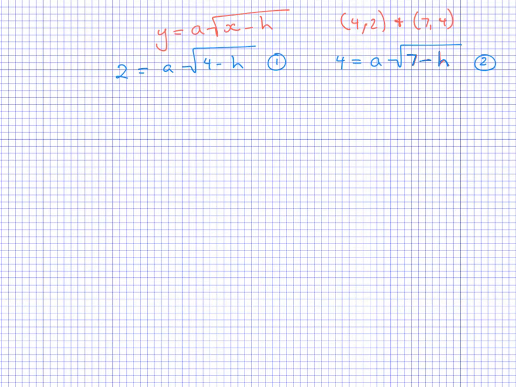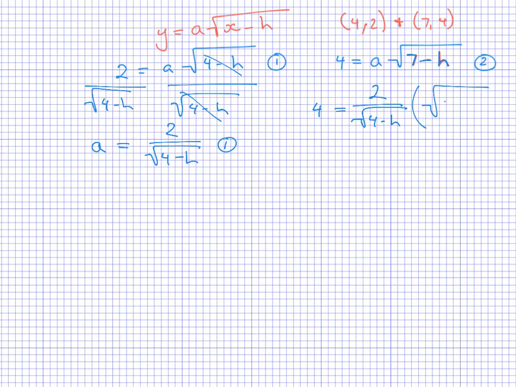So equation 1, I notice that if I divide by root 4 minus h, that'll cancel out and I'll be left with a equals. So I'll put that over there. So a equals 2 over root of 4 minus h, which I can then substitute into equation 2. So it's going to look like 4 equals 2 over root 4 minus h, bracket root 7 minus h. All right. Oops, that bracket should go outside there. And I've put the root 7 minus h in brackets so that we remember it's all one thing.